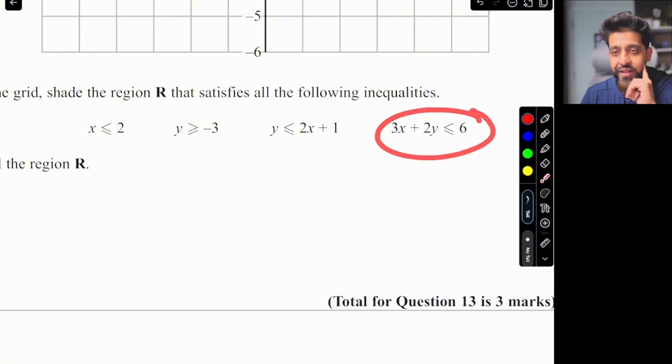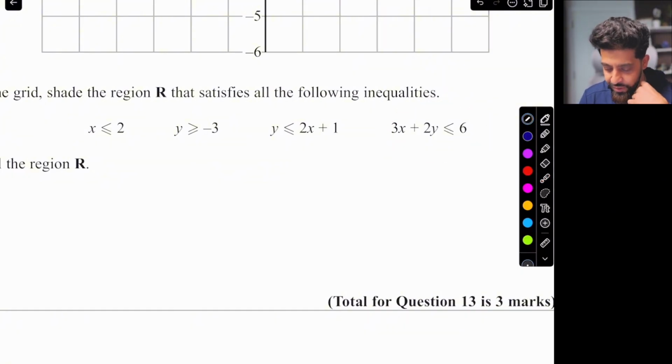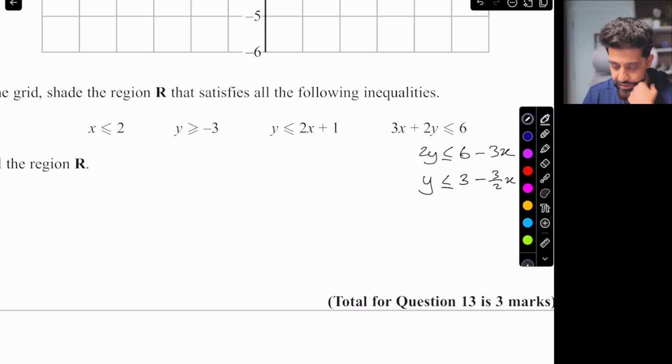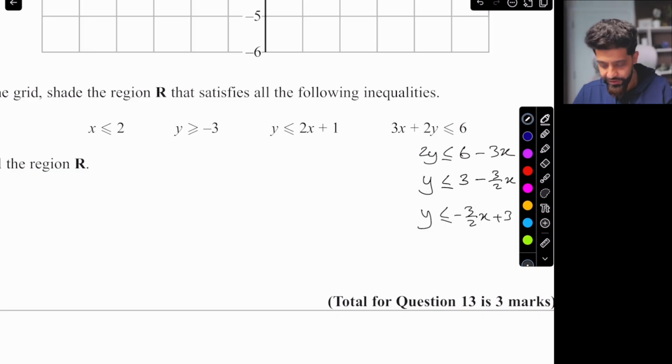But this one, we can't see it. We can make it y equals mx plus c. It's probably easier. So if you make y the subject, we have 2y is less than 6 minus 3x, and then we divide by 2. So we have y is less than 6 divided by 2 is 3, minus 3 over 2 x. That's the equation. Or you could write it as minus 3 over 2 x plus 3, if you want it in the form y equals mx plus c.